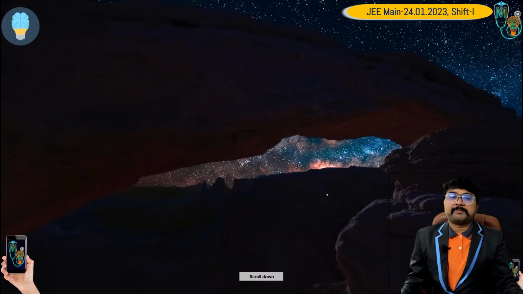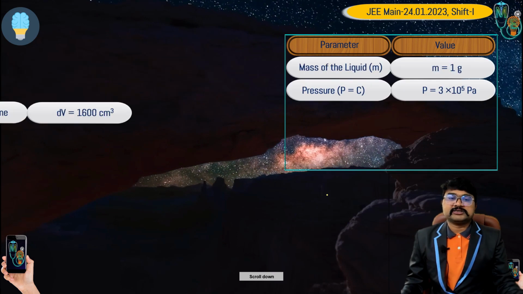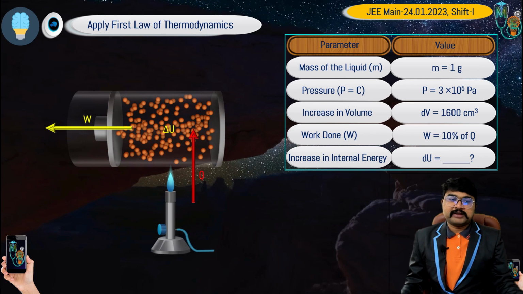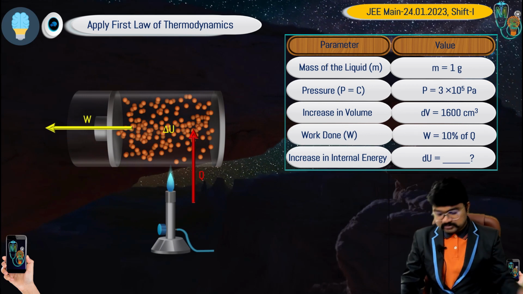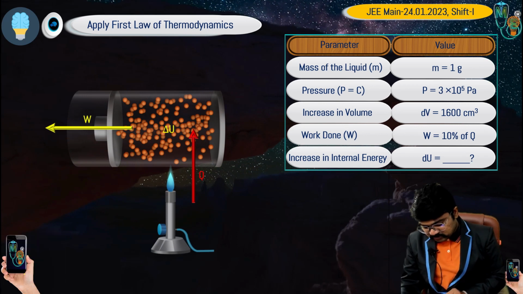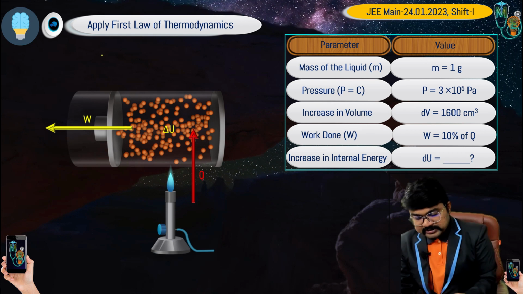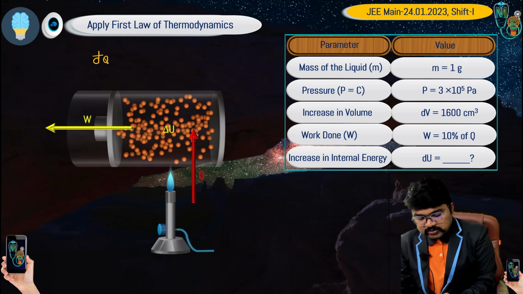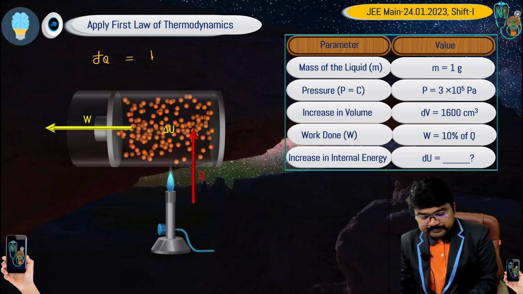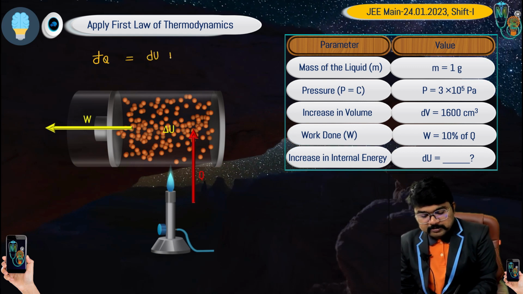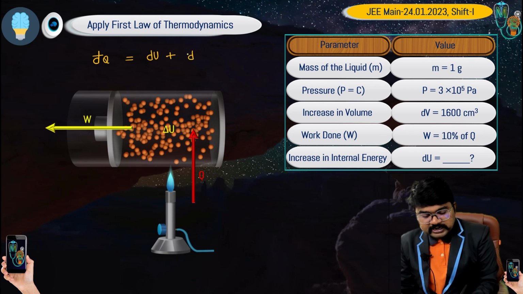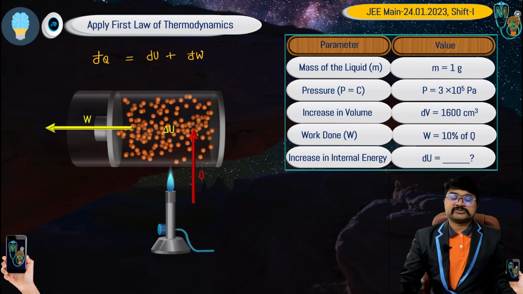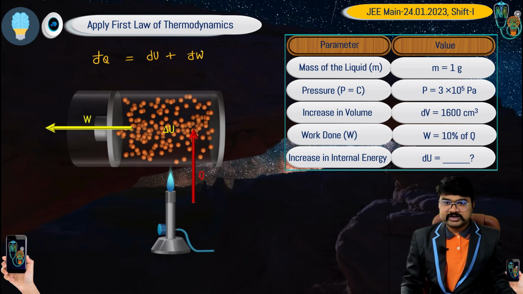So now we need to apply first law of thermodynamics. This is the given data. You can apply first law of thermodynamics. And before that, what is the first law of thermodynamics? δQ equals dU plus δW. So work done and heat transfer are both inexact differentials.